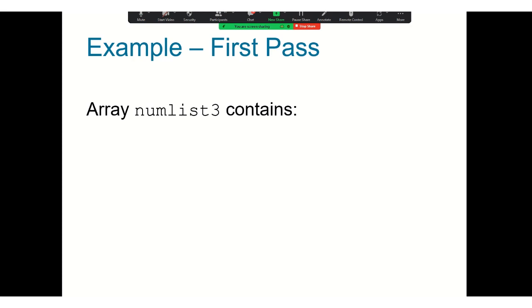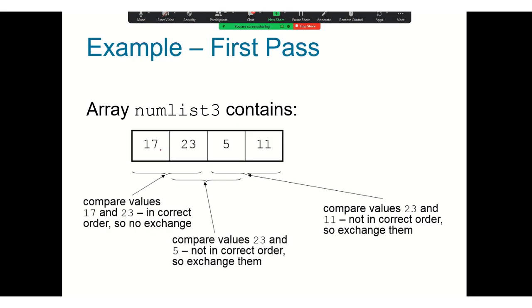So basically you start with this one, num list 3. So here 10, 17, 23, 5, 11. So you compare values 17 and 23, in correct order, so no exchange. You now compare 23 and 5, not in correct order, so exchange them. So basically what happens now? This becomes 5, this becomes 23. Now you move forward, you compare 23 and 11. This is not correct order. So you get at the end of the day 17, 5, 11, 23 because you are also swapping this one.